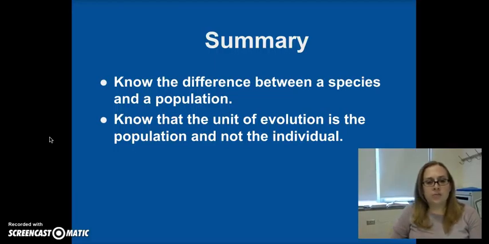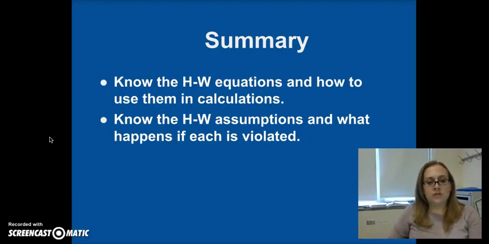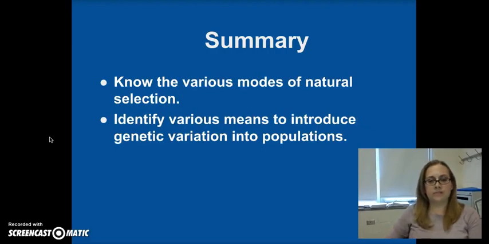So the summary for this chapter: you should know the difference between a species and a population. You need to know what the unit of evolution is, that we should be looking at populations and not individuals. You definitely need to know the Hardy-Weinberg equation and how to use it in calculations. And then you also need to know the Hardy-Weinberg assumptions, and what happens to a population if an assumption is violated. You need to know the various modes of natural selection, so the directional, diversifying, all of that good stuff. And then you need to identify various means to introduce genetic variation into a population.